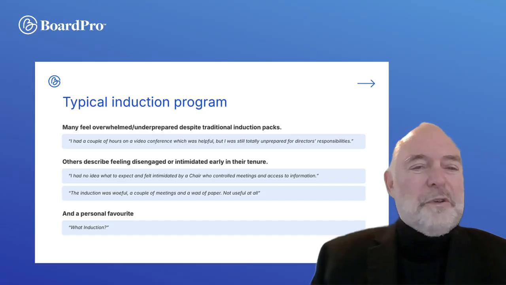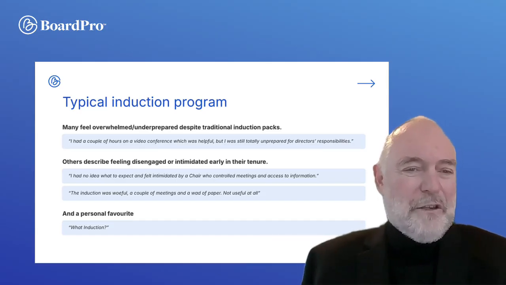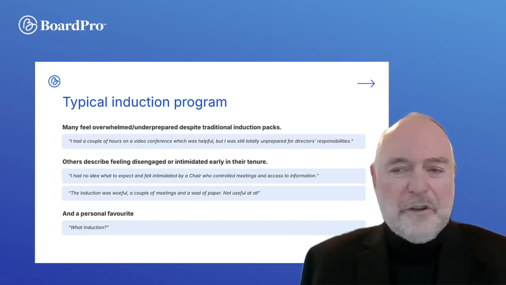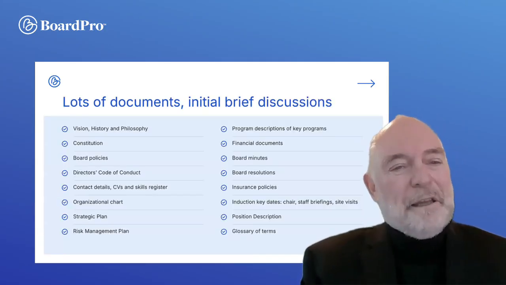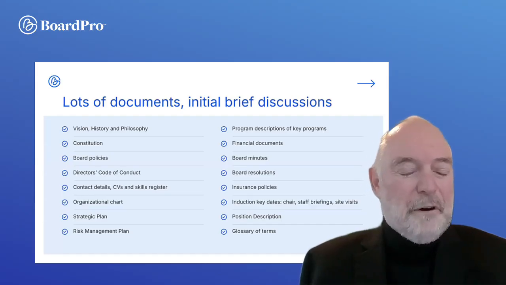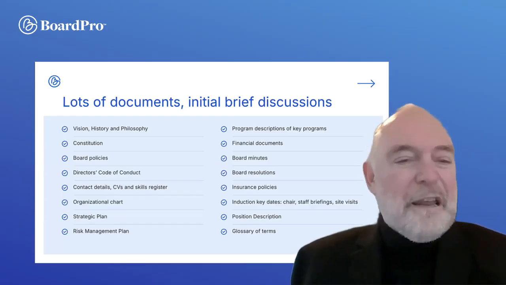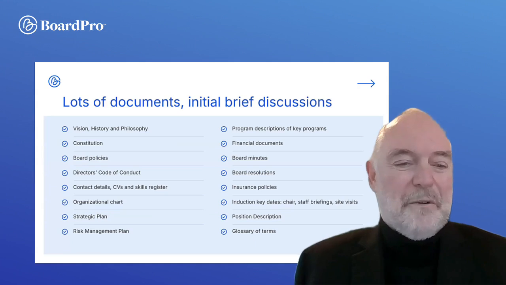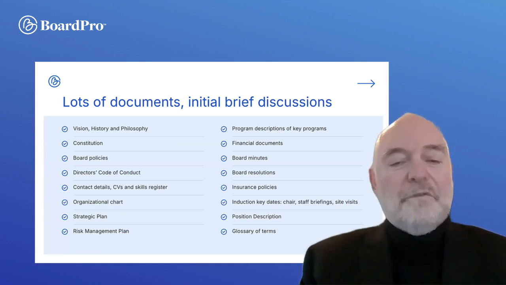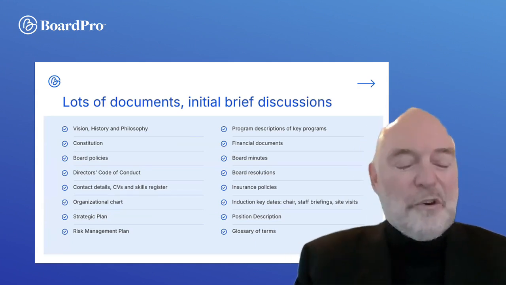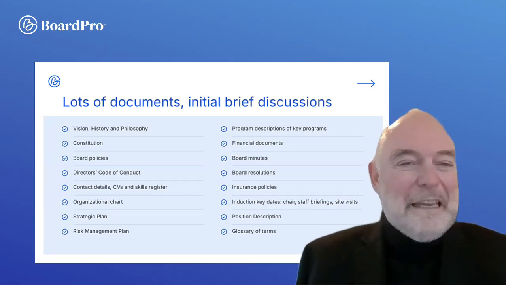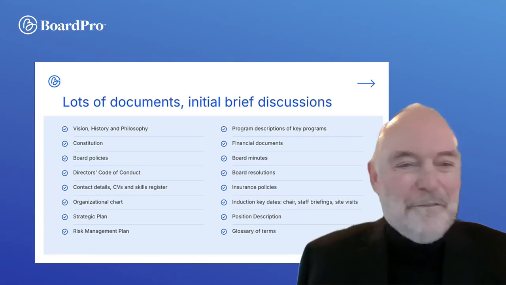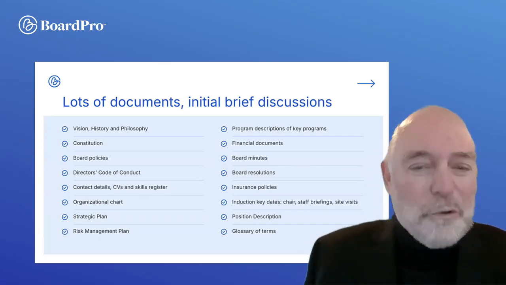So what we want to do is to reframe our conversation around what these induction or orientation programs might look like. Sean, next one. So let's have a look at typically what goes into an induction program. Now, these are the typical ones. You don't have to read through this. You'll get the slides later on. But there's a whole lot of documents. These are all documents that you get. So you get a wad of documents. And if you're lucky, they've been digitized. If you're not, then you get them in one big folder.